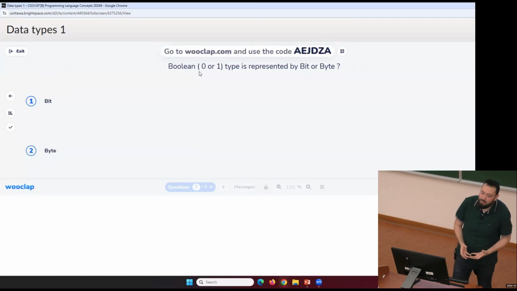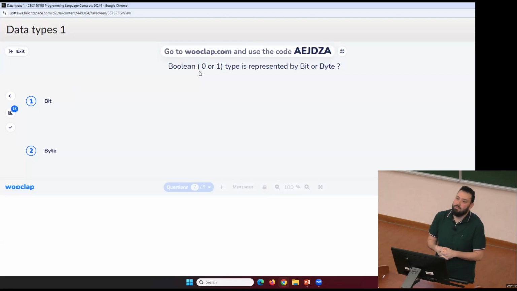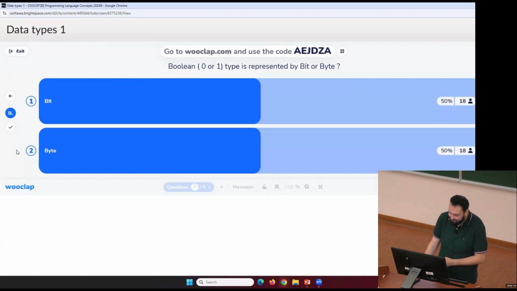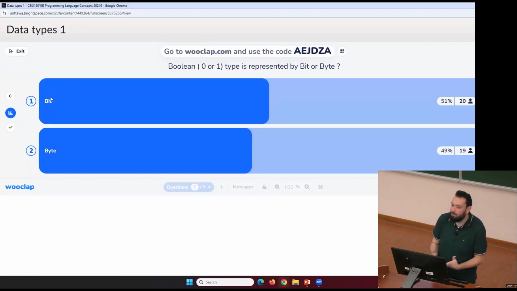Boolean, 0 or 1 type, is represented by bit or byte. So let's see if the soul of Mr. Boole will rest in peace or not. Is it bit or byte? Guys, we spent lots of time. Eric will be mad now. He actually answered this. Now, if it doesn't show up next week, it's because of you guys.